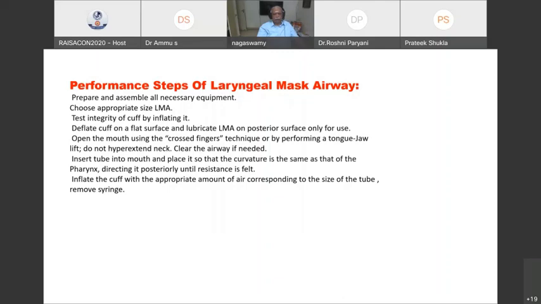Previously, if it is a size 1 tube, it is supposed to be 4 ml; size 1.5, 7 ml; size 2, 10 ml; 10 ml for each increase in size. Size 4, 30 ml; size 5, 40 ml. It was like that. Those were the guidelines given by the manufacturers themselves. But now that has been revised and changed. Why?